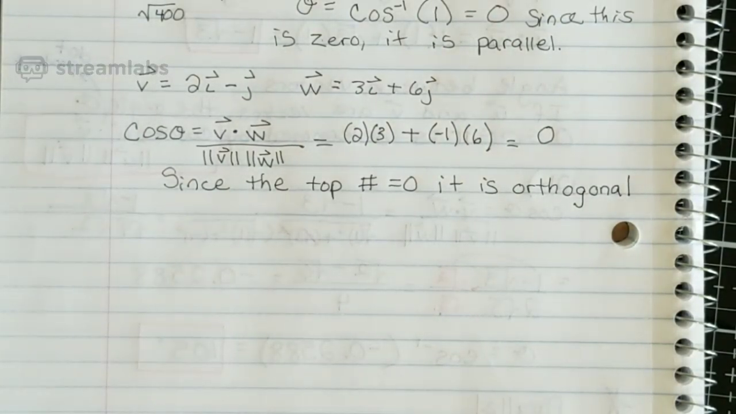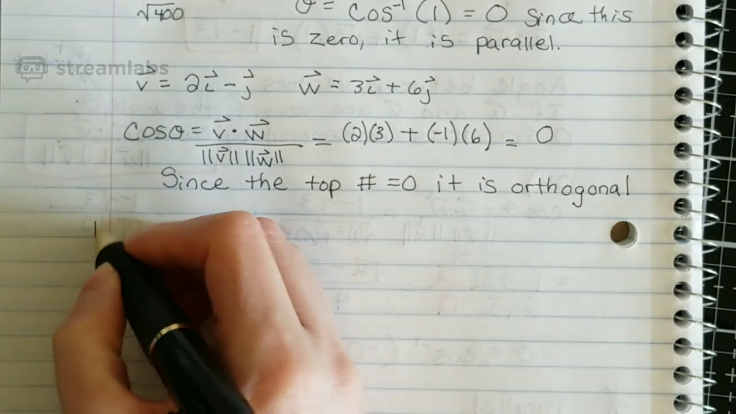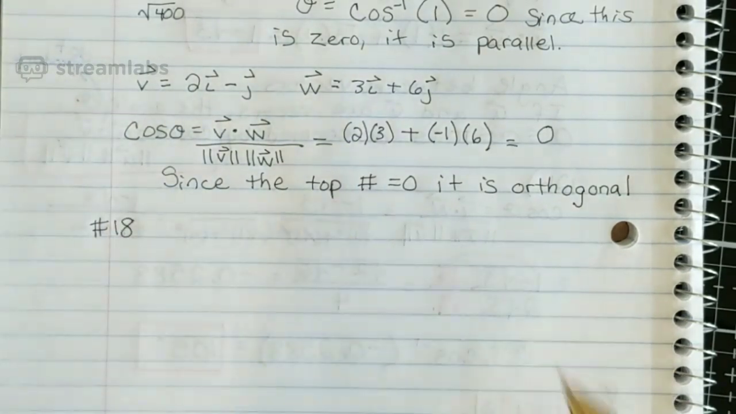Okay, the next one we're going to do is number 18. I'm assuming you have to do number 17. Okay, so number 18 says find B so that your vector V and your vector W are orthogonal.